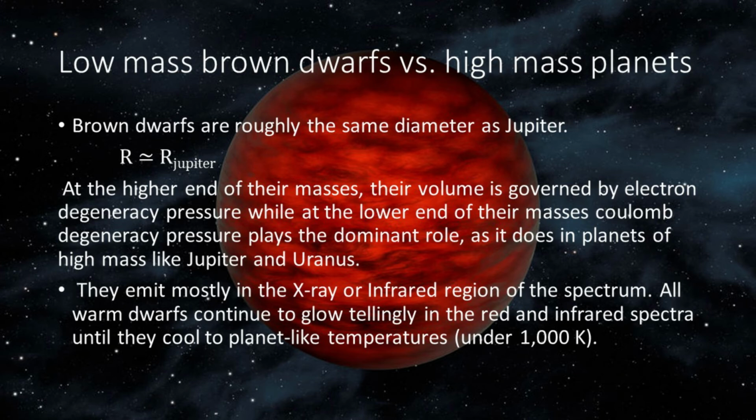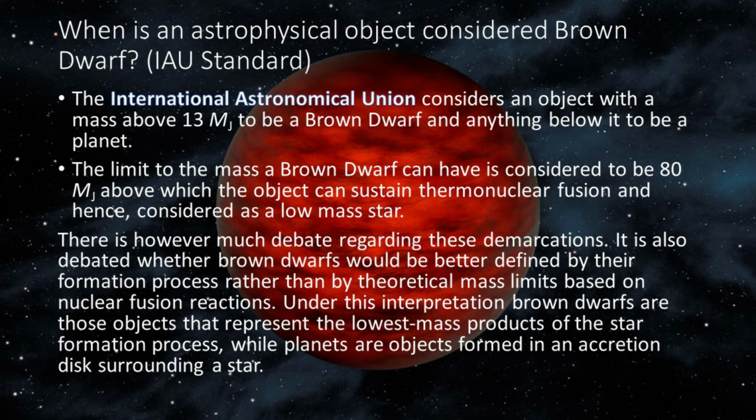All warm dwarfs continue to glow tellingly in the red and infrared spectra until they cool to planet-like temperatures, which is under 1000 Kelvin. When is an astrophysical object considered a brown dwarf? According to the International Astronomical Union (IAU), an object is considered to be a brown dwarf if its mass is above 13 Jupiter masses, and anything below it is considered to be a planet.